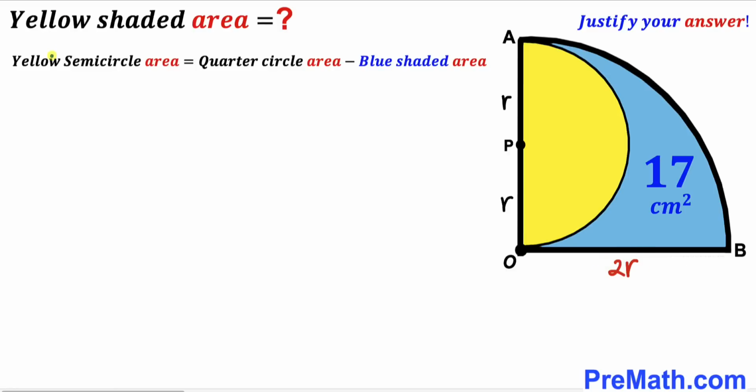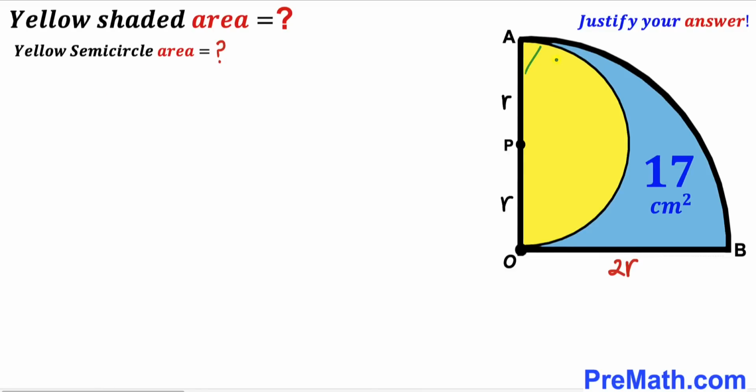And now let's make an observation. We can see the area of the yellow shaded semicircle is going to be equal to the area of the whole quarter circle minus the area of the blue shaded region, as you can see in this given equation. And now we can see the blue shaded region area has been given to us as 17 cm². So now our task is to focus on this quarter circle area, and likewise on this yellow shaded semicircle area as well.